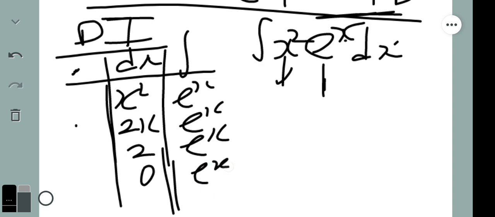So from here, what do we do? We now put our signs. The first sign that is always here is always plus, like an alternating sign. Are you getting it now? So the first sign will be plus, the second will be minus, the next one will be plus, the next one will be minus, like that. So this is it here.